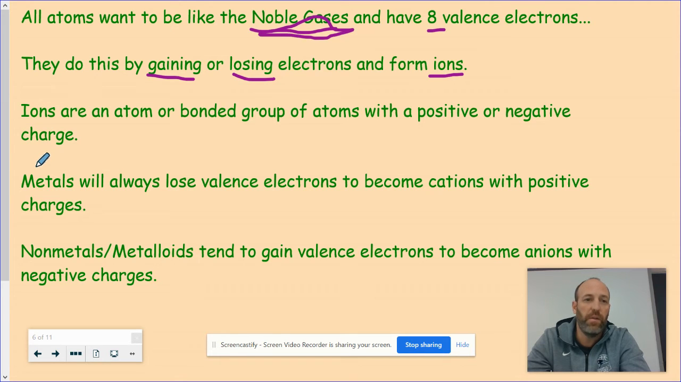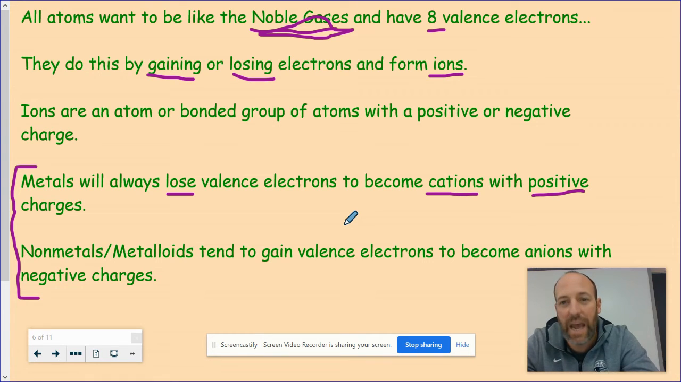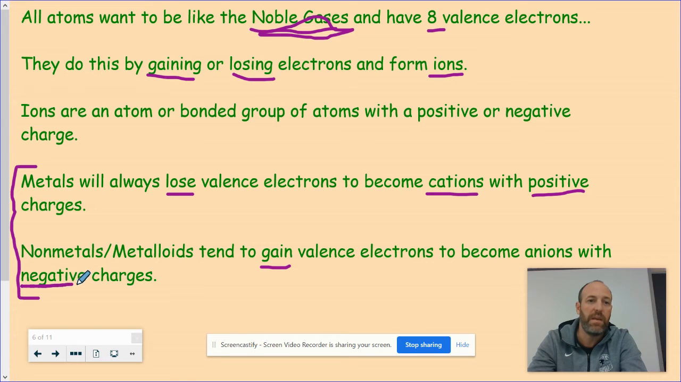This right here is probably the most important. I would write this in your notebook. It's going to answer a ton of questions as we go through here. Metals will always lose electrons. If you get this down, there's no math game. They will become positive. Remember, electrons are negative. And the vocab word of the day is they become cations. Nonmetals and metalloids tend to gain. Remember, electrons are negative. So if they gain, they become negative and they become anions.